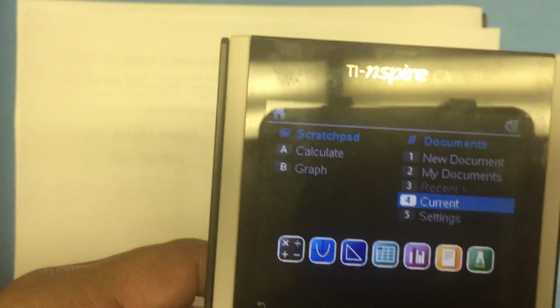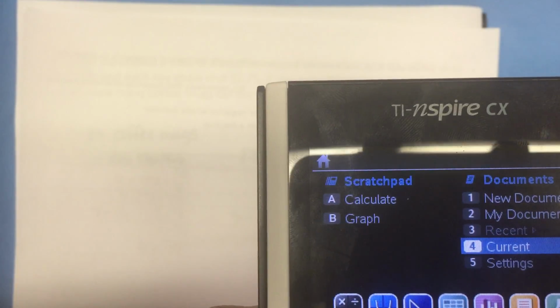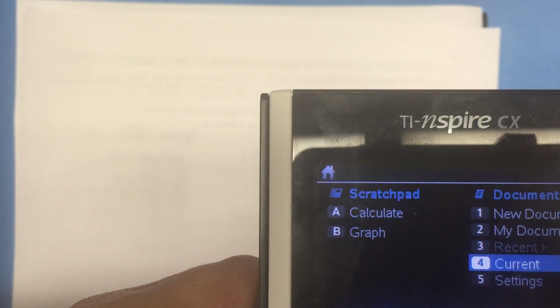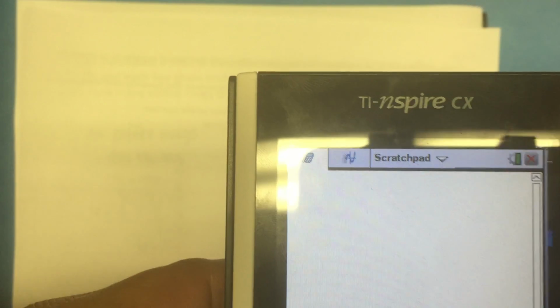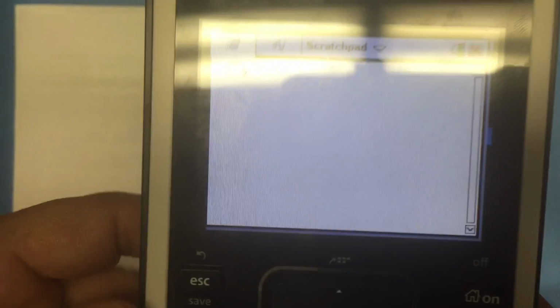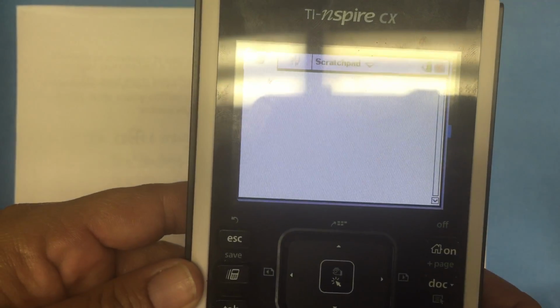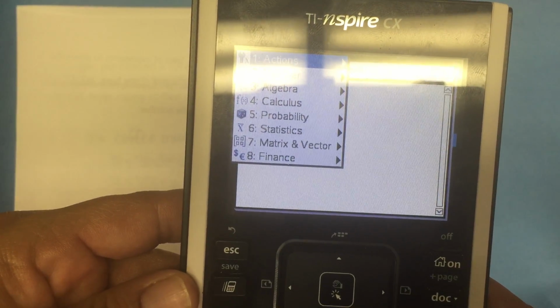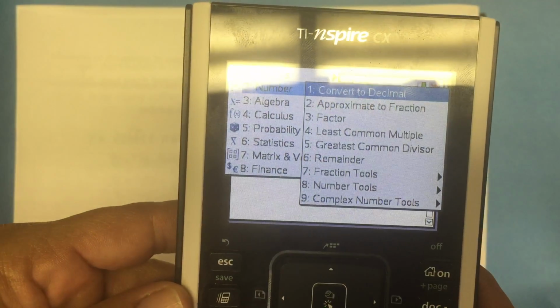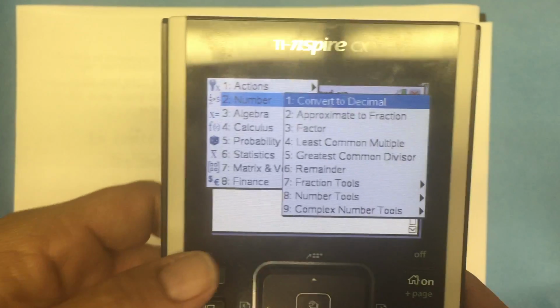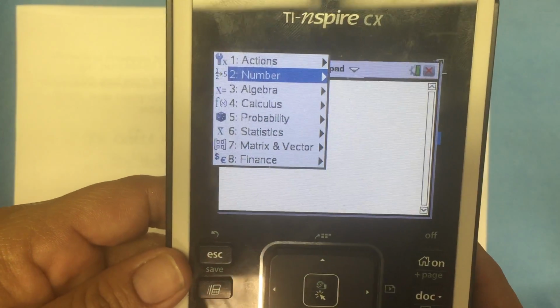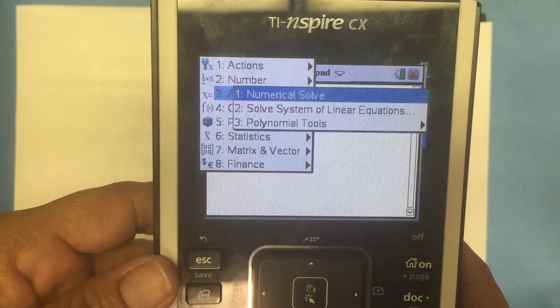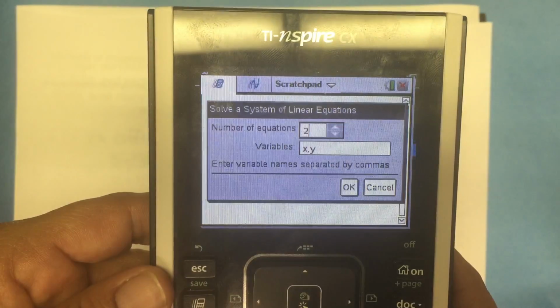Now I am going to turn on the TI-Nspire calculator, and from your home screen I'm just going to use the scratch pad. So I'm going to hit the scratch pad button on the calculator, and here I am in the scratch pad. I'm going to go to menu, then algebra, which is number 3, not 2. Then we're going to go to number 2 in that menu, which is solve systems of linear equations.